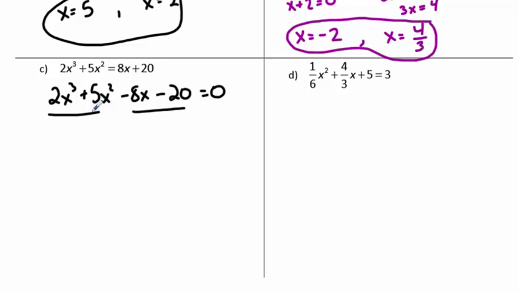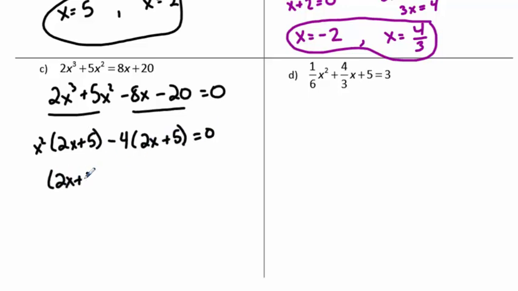The first group has x squared in common. Factor the x squared out, you're left with 2x plus 5. And the second group can both be divided by negative 4. If you divide out negative 4, you're left with 2x and a positive 5. Now you're not quite factored yet, but you can see that binomial, 2x plus 5, can be factored out. And that'll leave you with x squared minus 4.